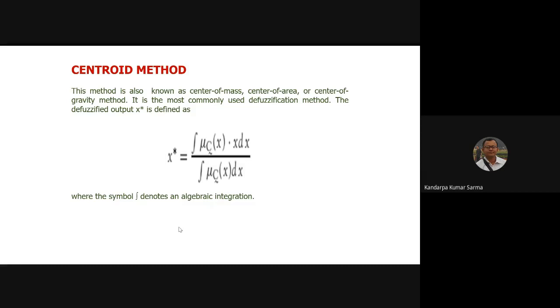Therefore, the centroid method is selected for doing the defuzzification process. This method is known as the center of mass, center of surface area, or center of gravity method. This is the most commonly used defuzzification method. The defuzzified result x star is given as the integration of mu c of x multiplied by x dx, divided by the integration of mu c of x dx. So here you find that this is the centroid method of defuzzification. This is the most reliable one.